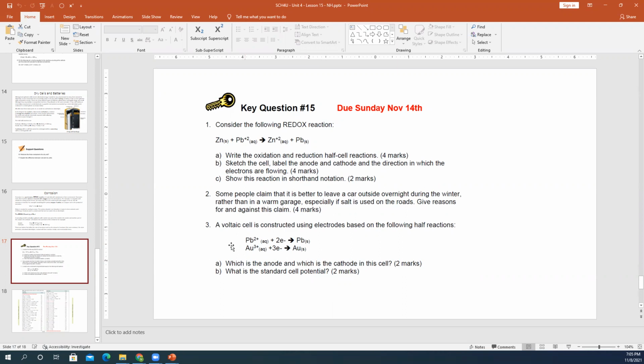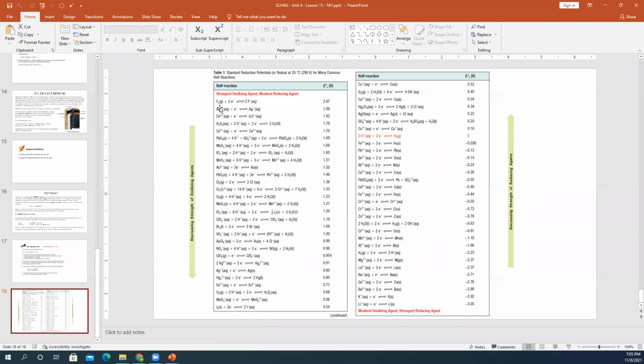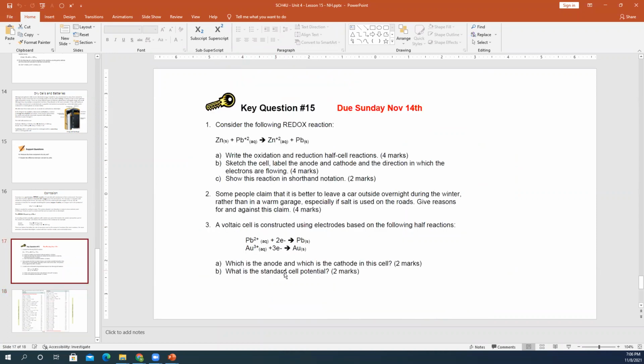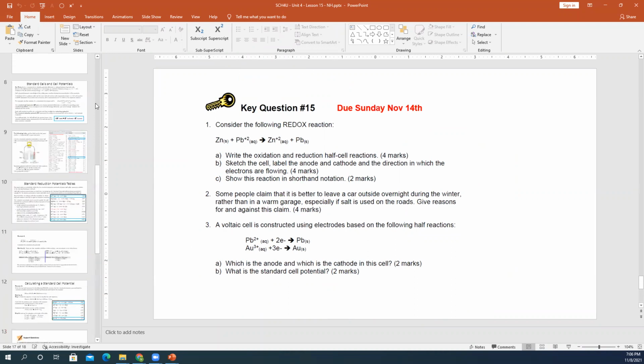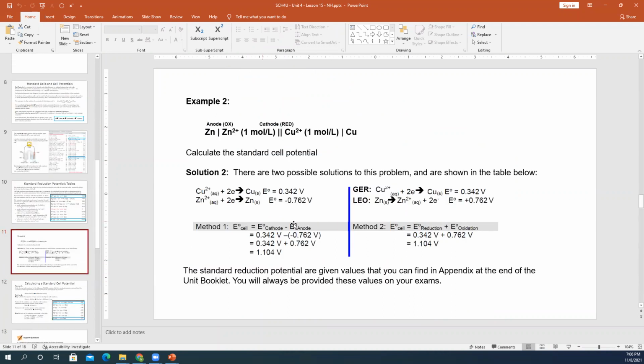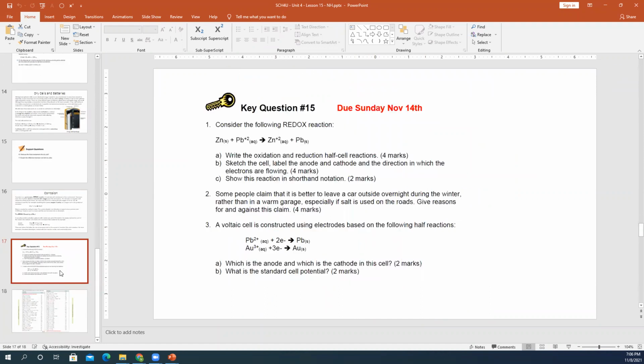Okay, so you have to look at these, and you know on the charts, they're always written as reduction reactions, but look at the charts and describe which one is the anode and which one is the cathode in the cell. 2 marks. And then what is the standard cell potential? We discussed how to calculate standard cell potentials using 2 different techniques. So you should have no problem calculating the standard cell potential for this last question either.